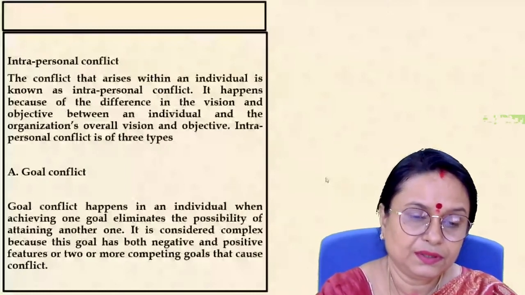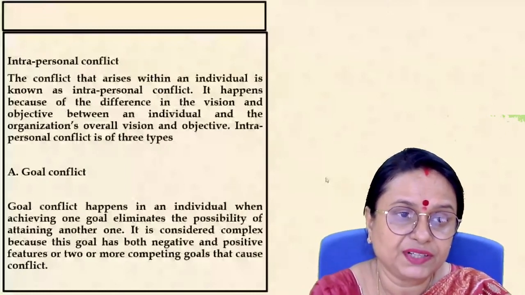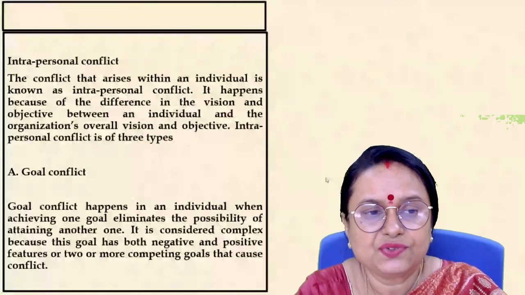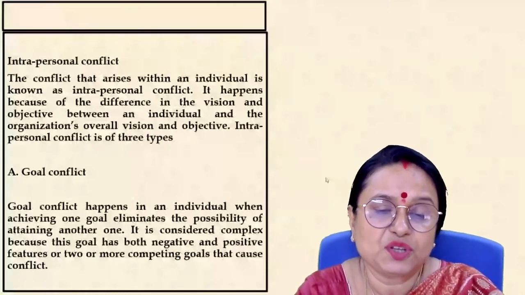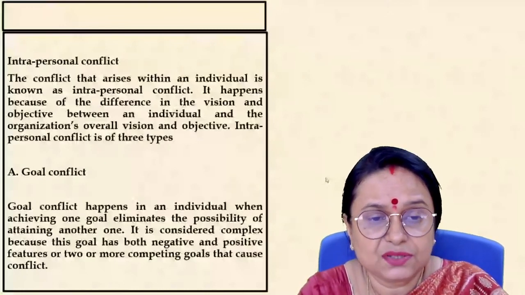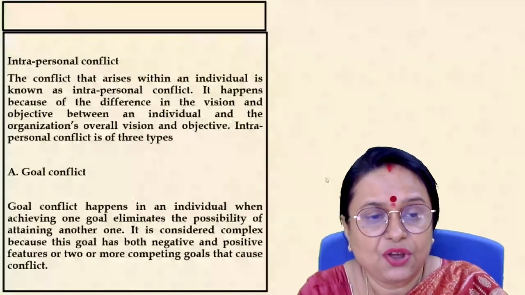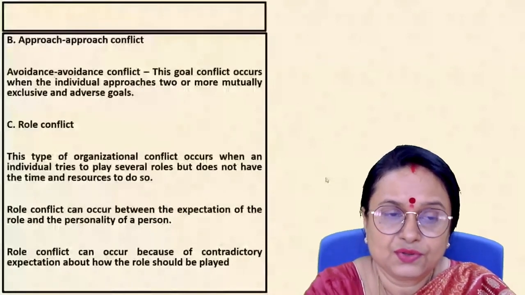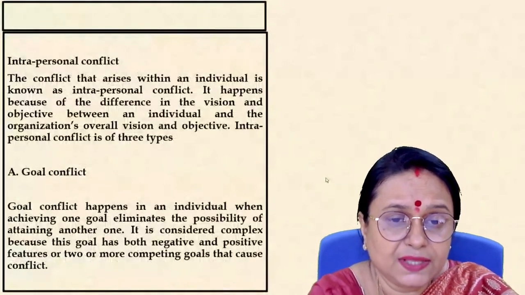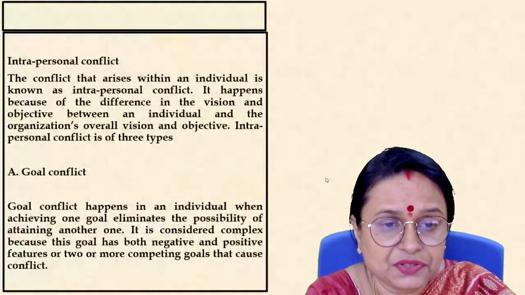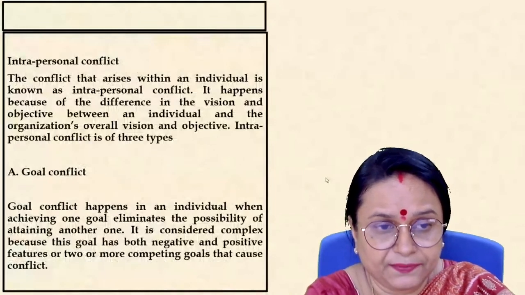So the first type of intrapersonal conflict is goal conflict. Goal conflict happens in an individual when achieving one goal eliminates the possibility of attaining another one. It is considered complex because this goal has both negative and positive features, or two or more competing goals that cause conflict. I gave the example of goal conflict because the person who had joined the organization has some different goal, but the organization expects some different goal.